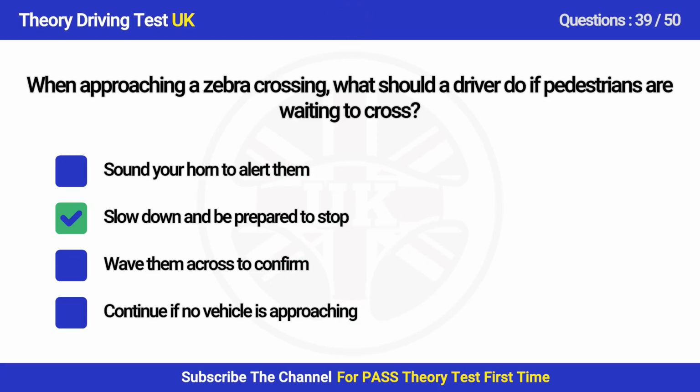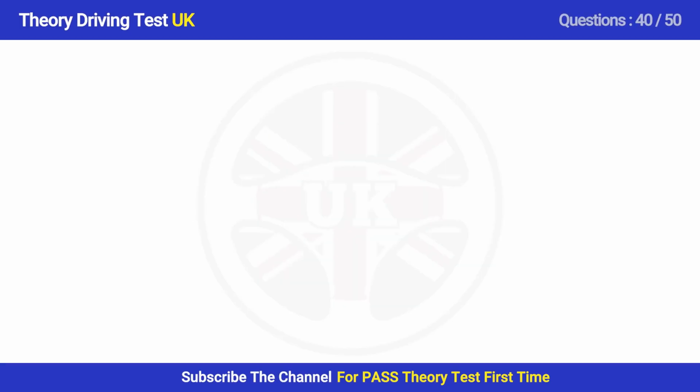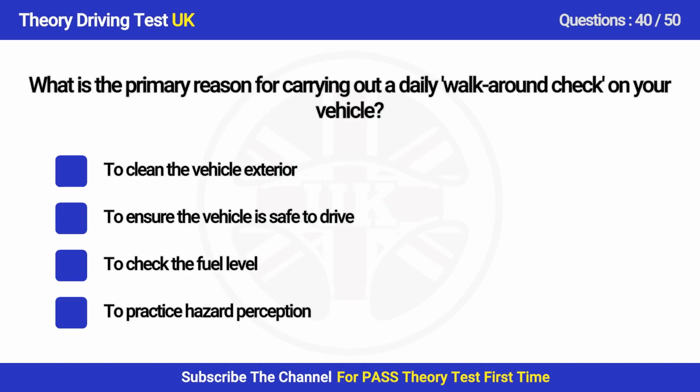Answer is B, slow down and be prepared to stop. At a zebra crossing, if pedestrians are waiting, you must slow down and be prepared to stop. You must give way to any pedestrians on the crossing. Question 40. What is the primary reason for carrying out a daily check on your vehicle?